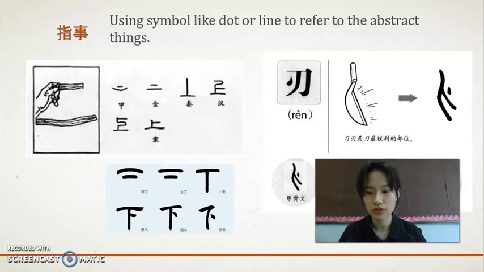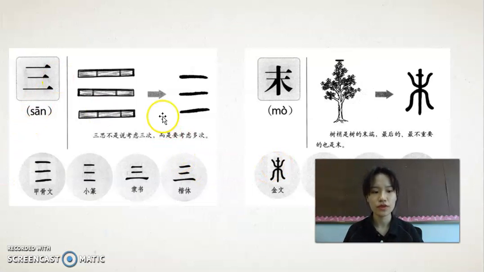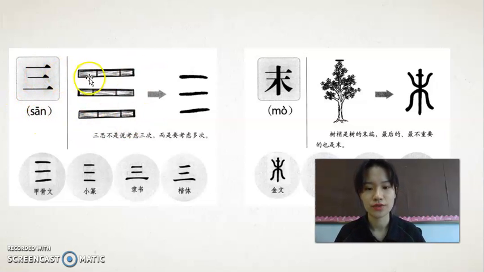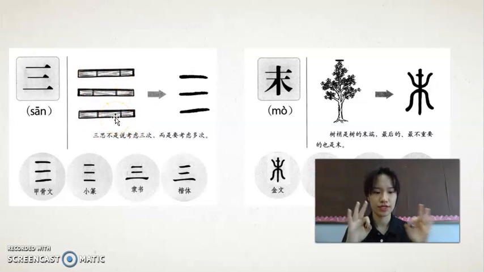And I have more examples, like this. Actually 1, 2, 3 both use that. To count things, we can use marks, dots or lines, to refer to it. So 3 means 3. 3 uses 3 lines, 3 objects together to tell you that's 3.